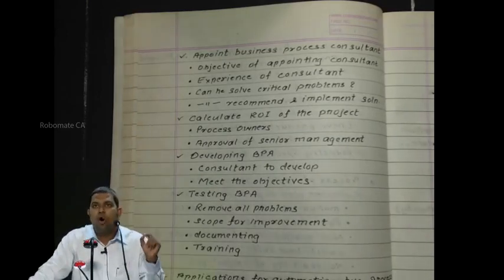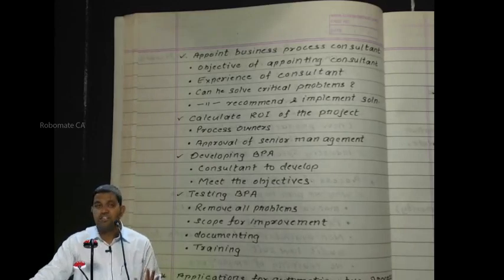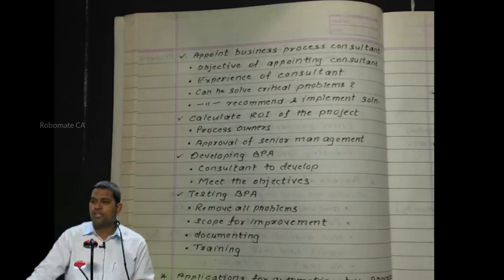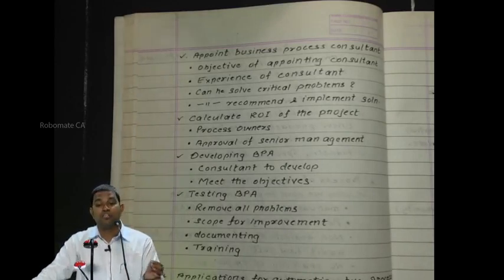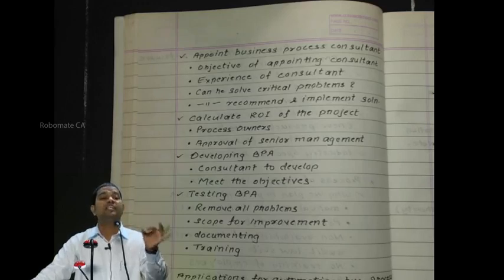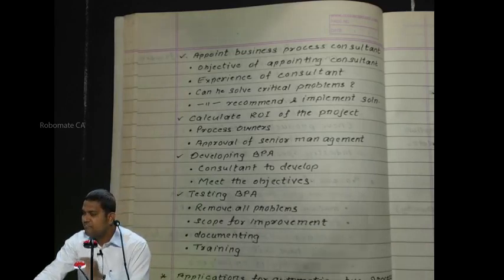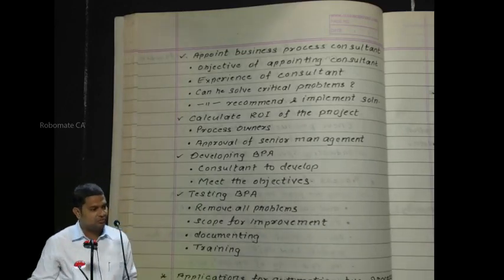Then, calculating the return on investment of the project. See, this is a project for us. Converting a system is a project. So one needs to contact the process owners, because process owners are those people who understand the process very well. When you contact them, they are in a very good position to explain how the process works. So you are supposed to consult them.